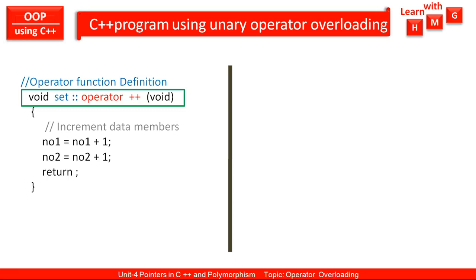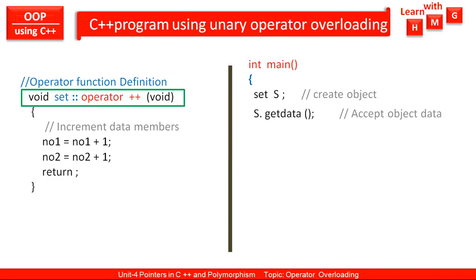So let us write the main function, int main. The first step in the main function is to create the object. So I created here object s of the type set. Then call the getData function using the set object s to accept the object data. So s.getData(), this is the member function call which will accept the values of the no1 and no2 data members.